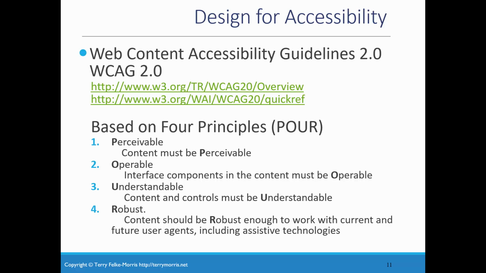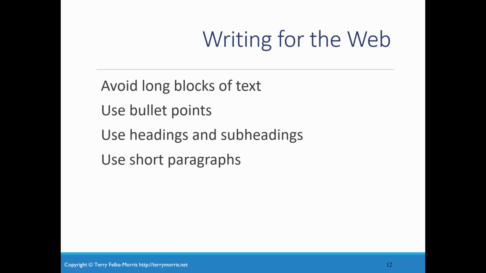I'd say out of all those, and this is my own biased view, understandable would be the most important. If your site doesn't make sense to people, they're not going to want to return to it. Robust is also important. I don't mean to downplay perceivable or operable, but that's my opinion.